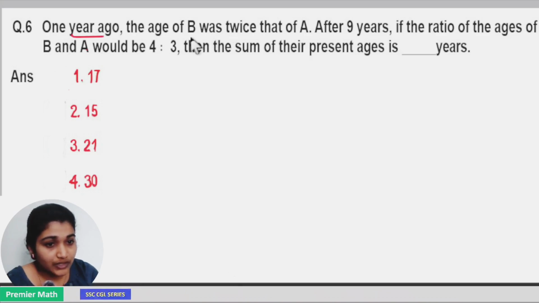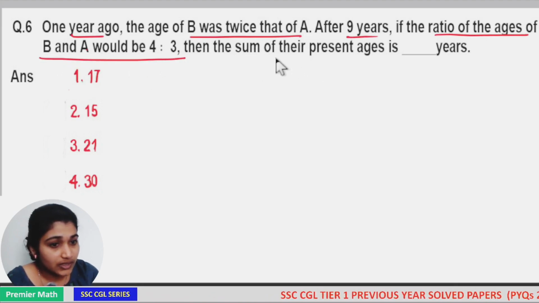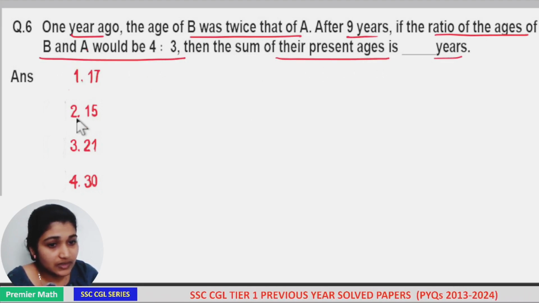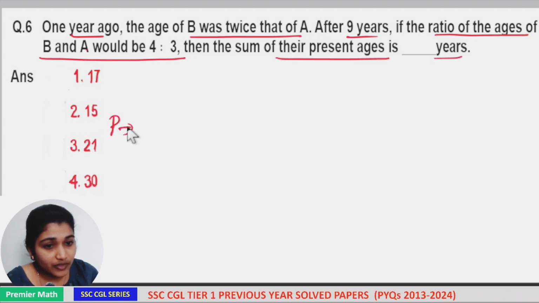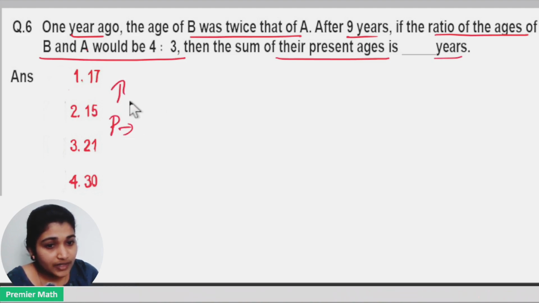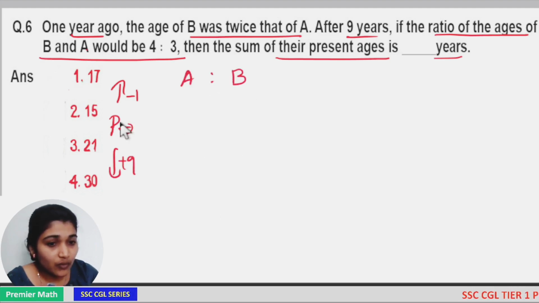1 year ago, the age of B was twice that of A. After 9 years, if the ratio of the ages of B and A would be 4:3, then the sum of their present ages in years is. Here, present age is not given, but 1 year ago and 9 years after the ratio of A and B is given. Now, 1 year ago, B was twice that of A.